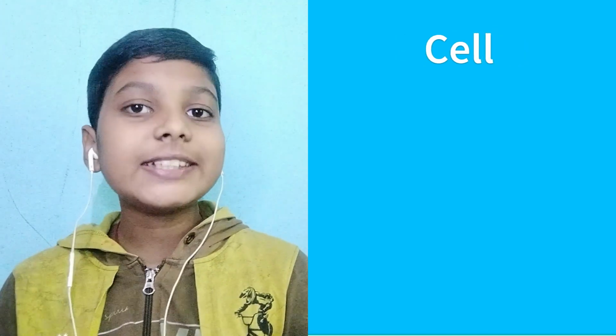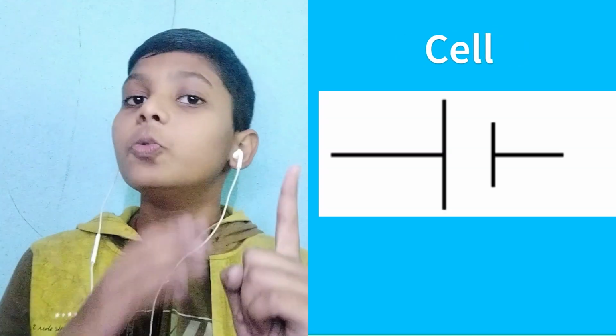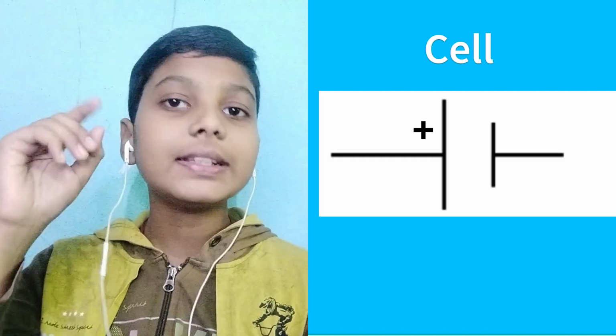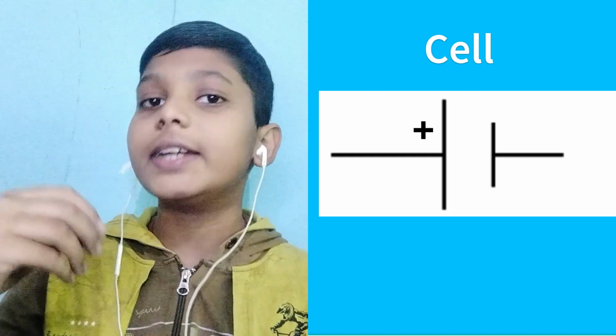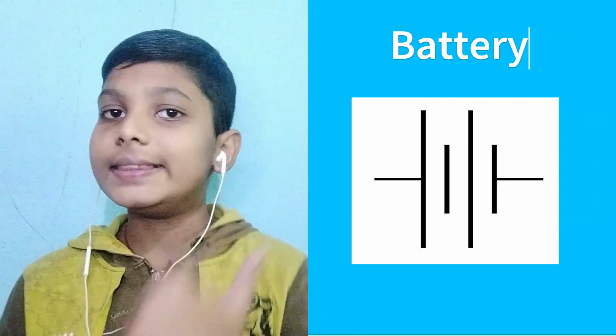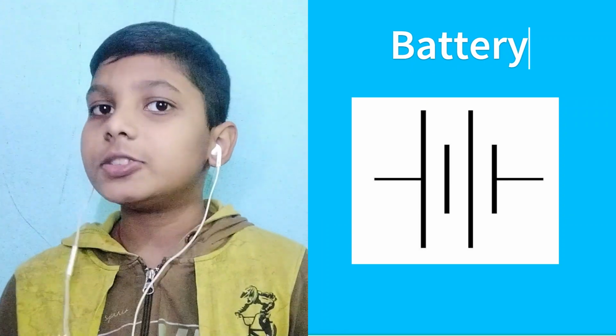Cell. Now a cell has one line which is long, that represents the positive terminal, and one which is short, that represents the negative terminal of the electric cell. When we combine two or more cells, we make a battery, and that is exactly what we do in this. See the symbol of battery. This is what a battery is referred as.